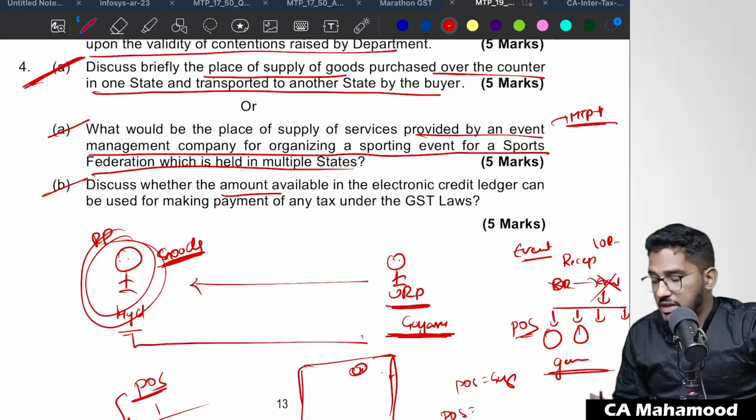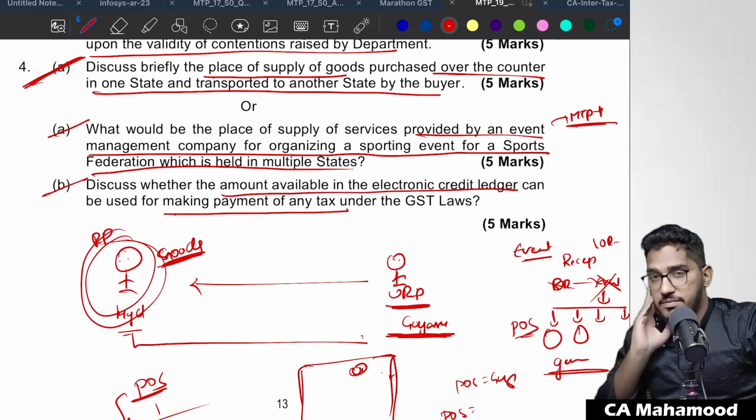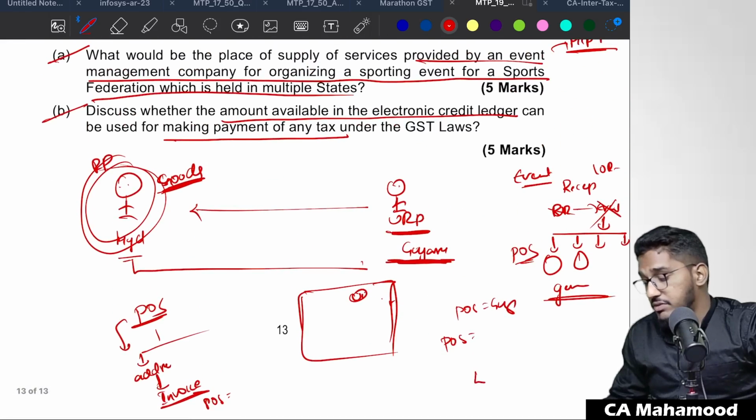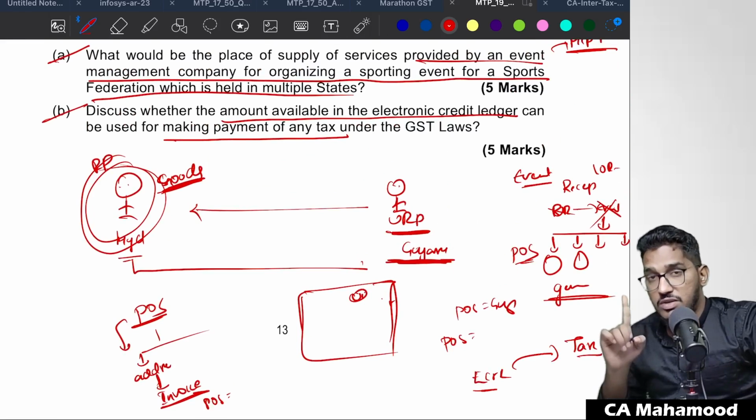Next one, discuss whether the amount available in the electronic credit ledger can be used for making payment of any tax under GST law. See, whatever credit you have, which will be there in your electronic credit ledger, can you use that for making payment of any tax? No, one exception is there. What is that one exception?